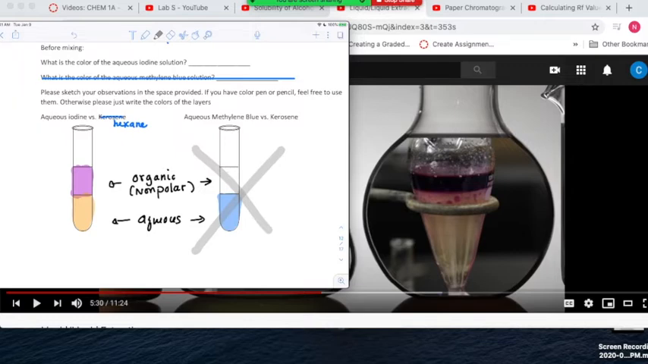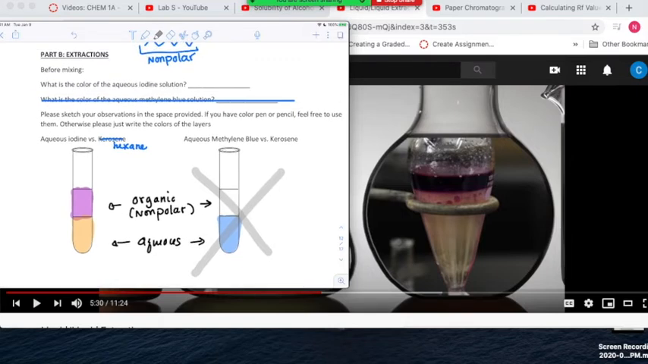So any questions on anything here? Okay. And again, you do not have to color this, so if you just wrote in the names, perfectly fine.